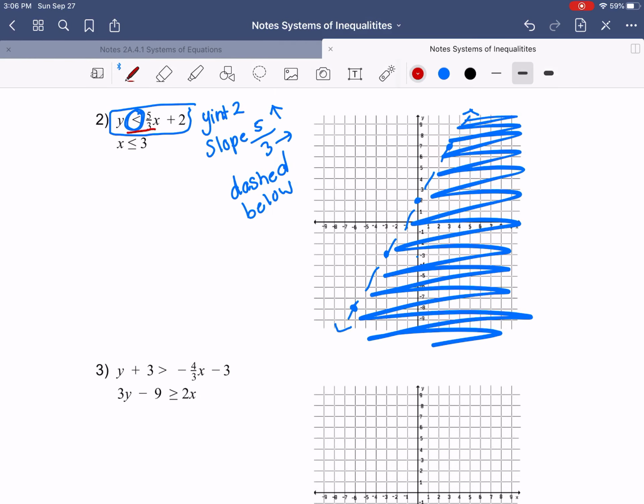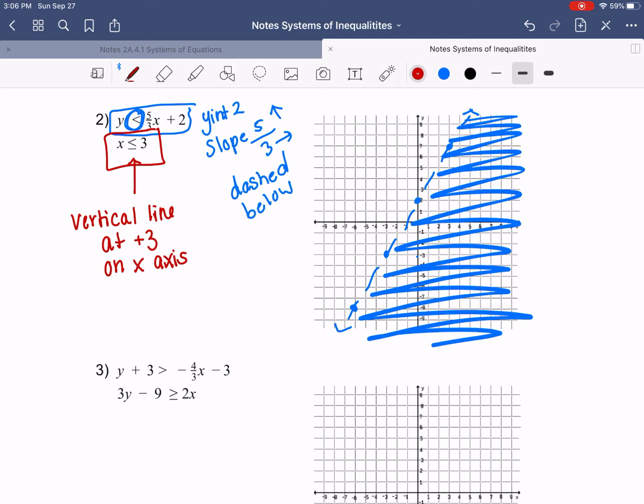Then I have x is less than or equal to 3. Notice it says x is less than or equal to +3. Did I say -3? I meant +3. This is a vertical line. Anytime you have x equals, that means you have a vertical line. This is going to be a vertical line at +3 on the x-axis.